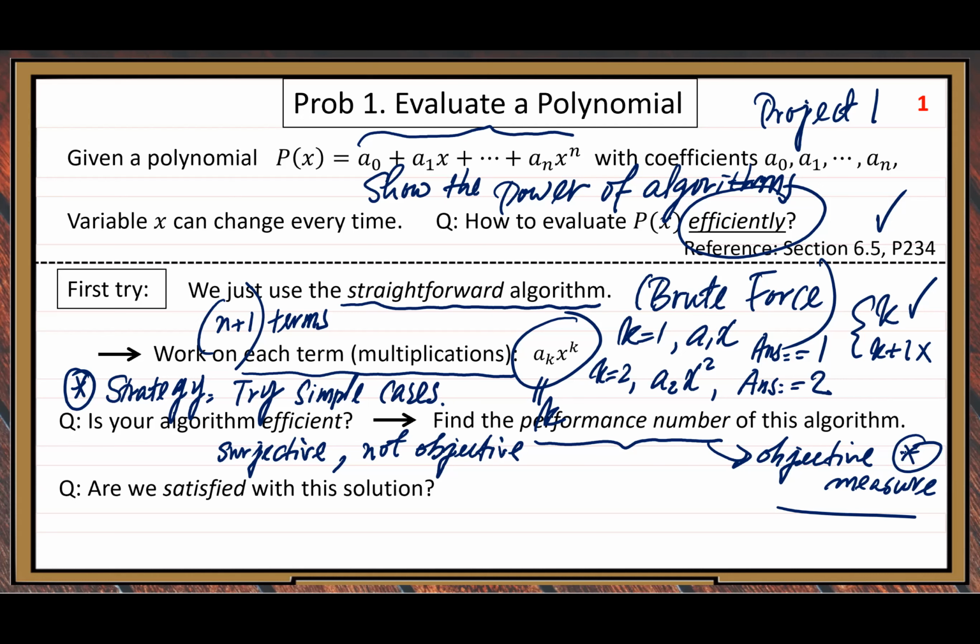All right. Let's move to the next one. Are we satisfied with this solution? Another important question, right? Are we satisfied with this solution? But here, we only have one solution. No matter whether you're satisfied or not, if I ask you to solve this problem, you have to take the same solution. You have no other options. That's the only way you can take.